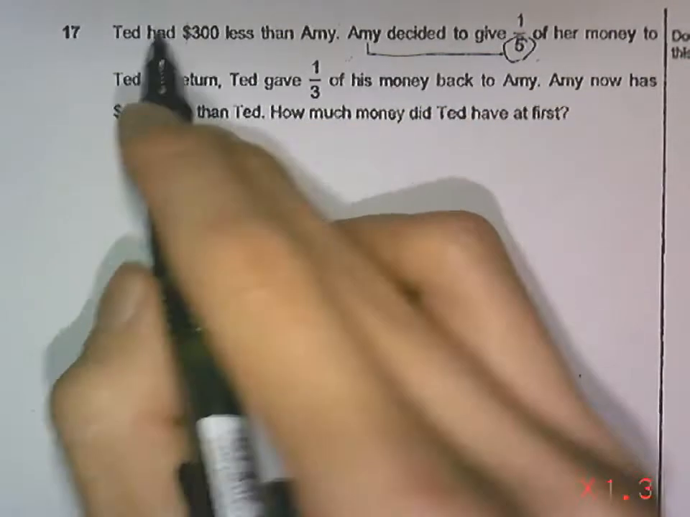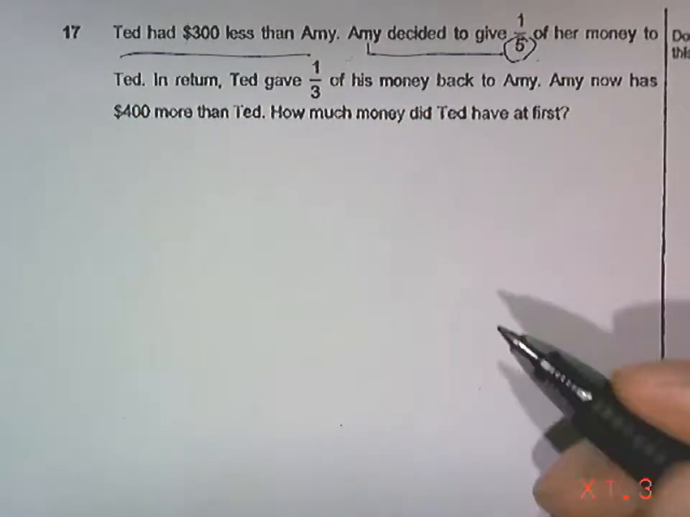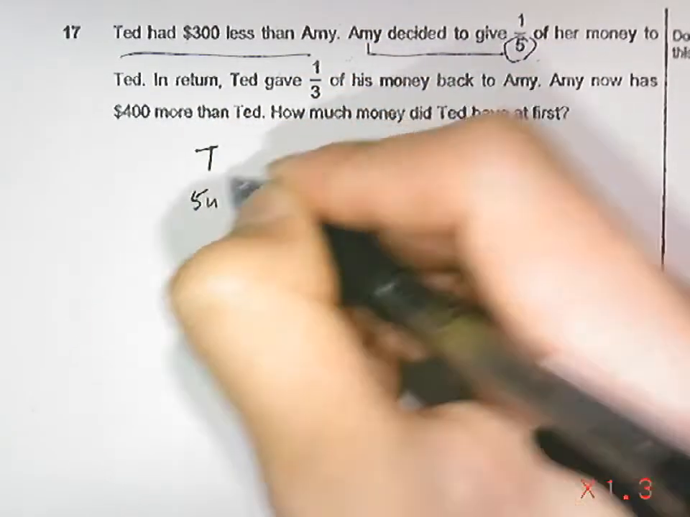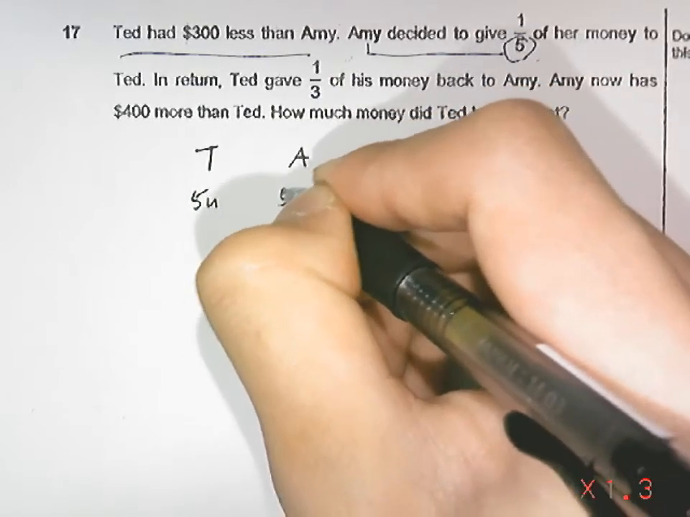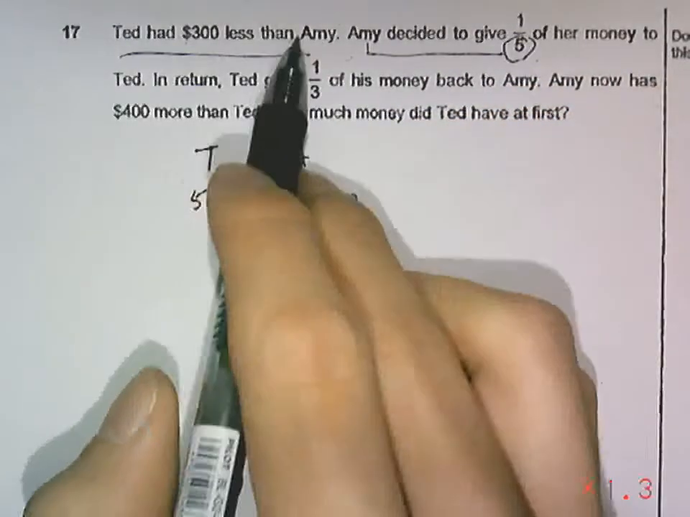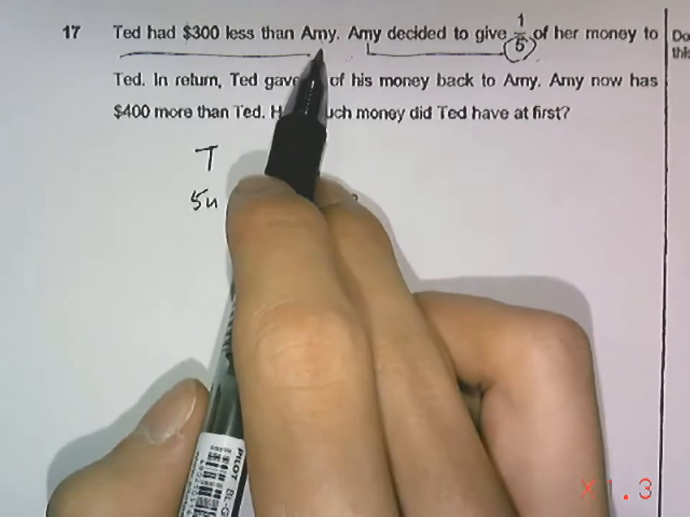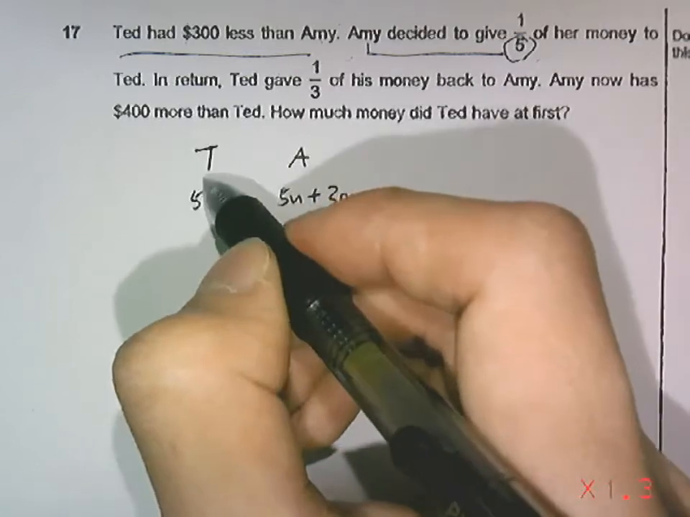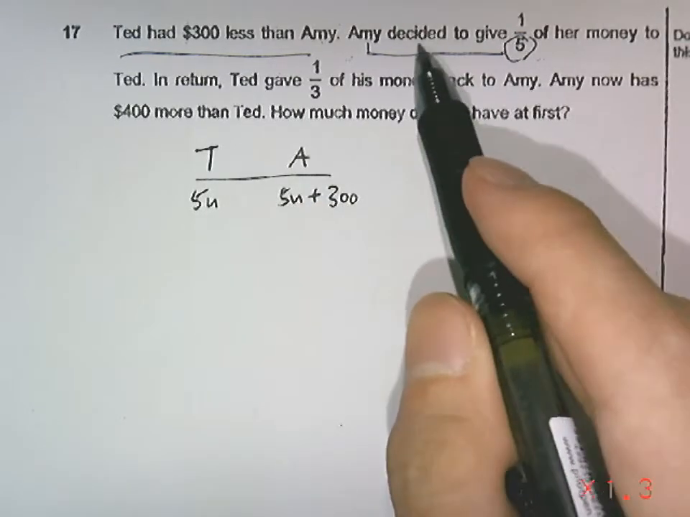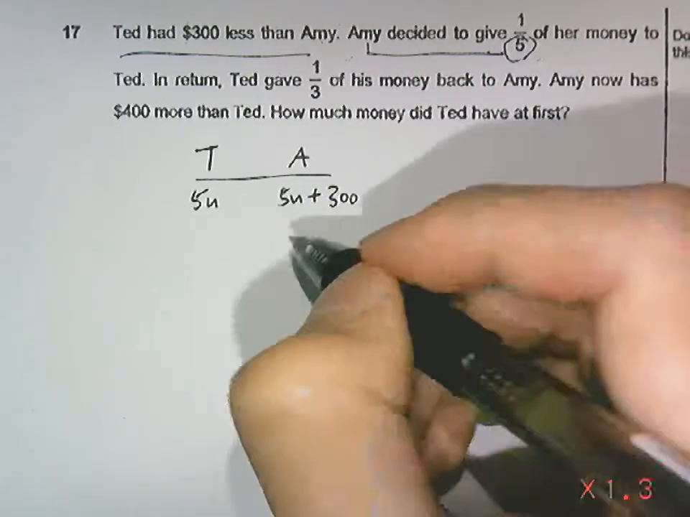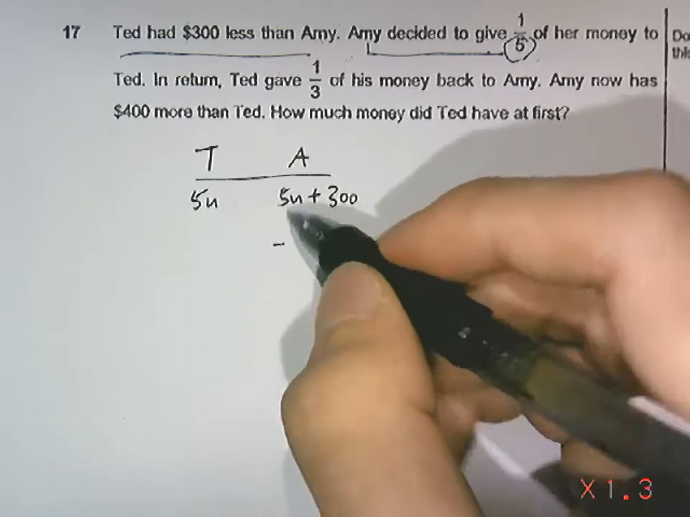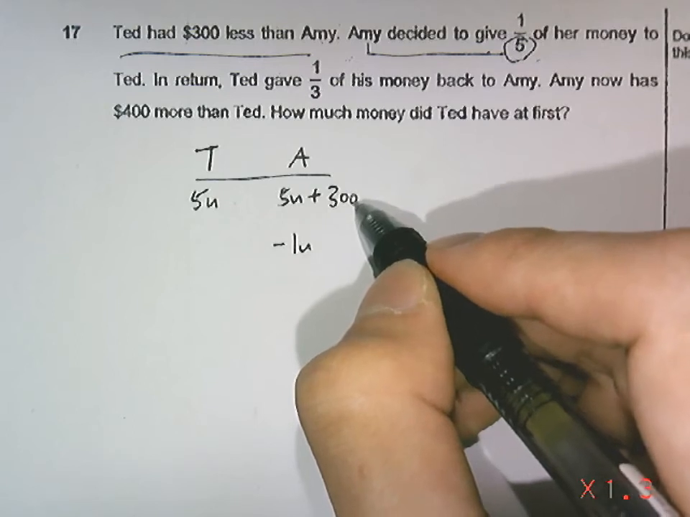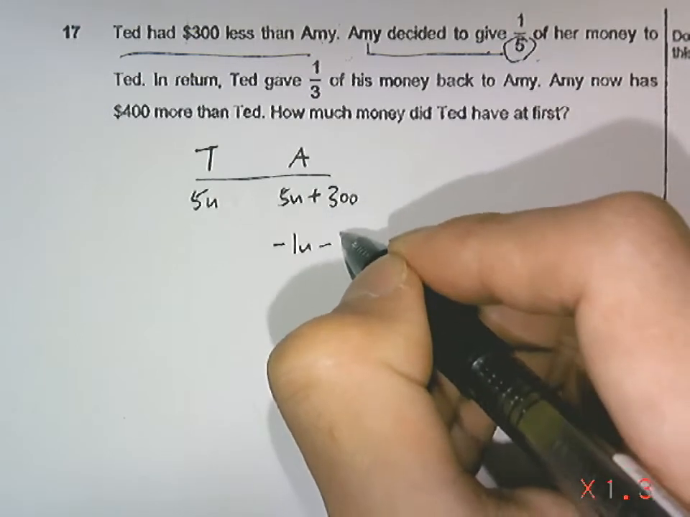Based on this first sentence, $300 less, I would start off Ted with just 5 units, Amy with 5 units plus 300. Reading carefully, check. It's correct. 300 less, so Amy has 300 more. So Amy decided to give 1/5 of her money, so I can take away 1/5 here. 1/5 out of 5 units is simply 1 unit. 1/5 out of 300 will be 60. So taking away 60.